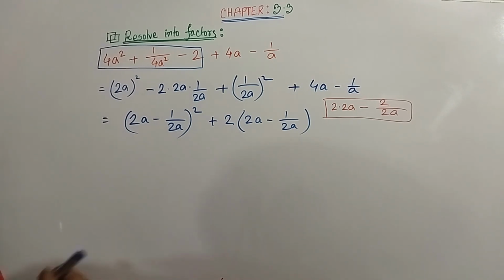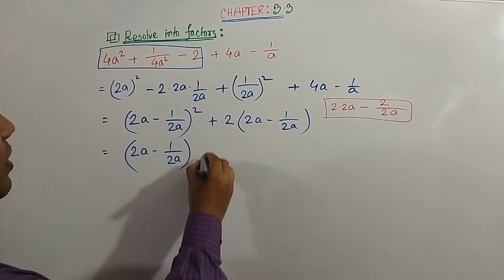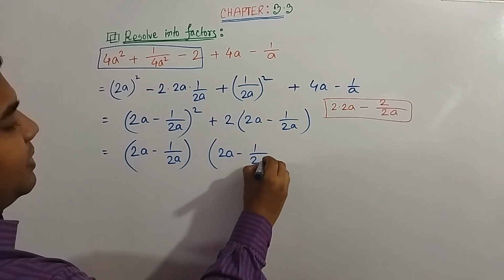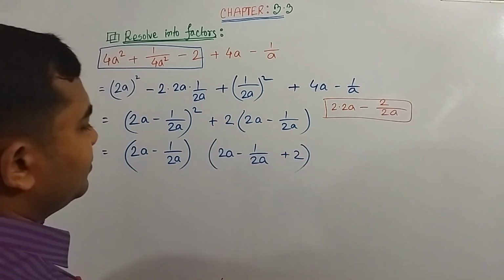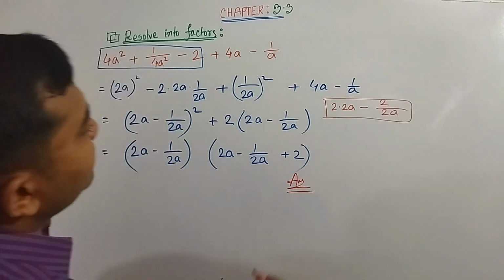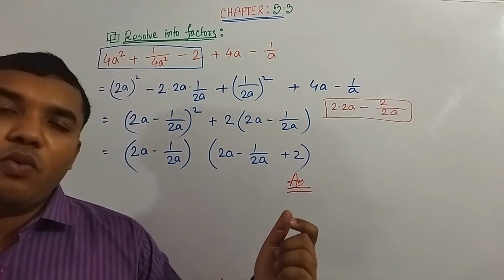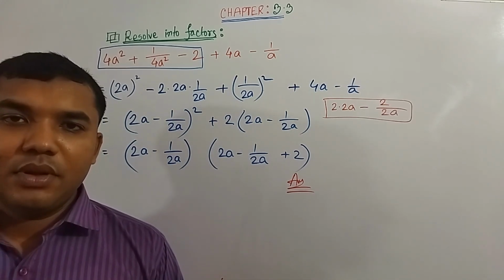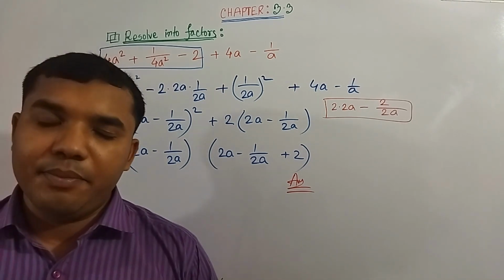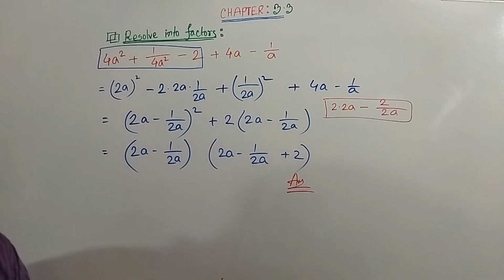Now if we take 2a minus 1 by 2a as common, then what can we write in here? We can find here 2a minus 1 by 2a plus 2, and that is our definite answer. Clear? So dear students, from 3.3, these are all very important maths which I discussed in our lecture. If you write all of the maths in your copy, I believe that it will be very helpful for yourself. So we'll observe some math from 3.4 also for this lecture.